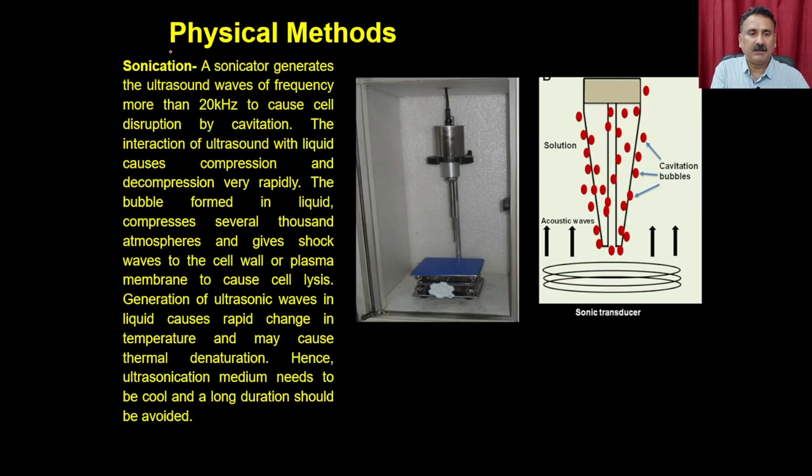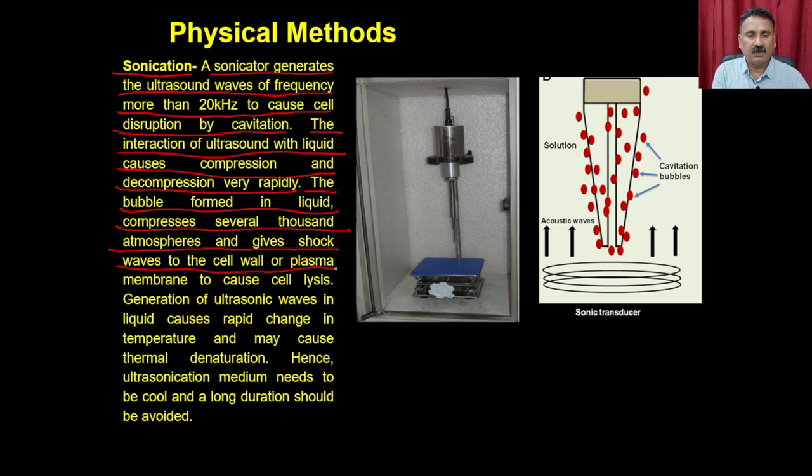Then the third method is called sonication. A sonicator generates ultrasonic waves of a frequency more than 20 kilohertz to cause the cell disruption by the cavitation method. The interaction of the ultrasound with the liquid causes compression and decompression very rapidly. The bubble formed in liquid compresses at several thousand atmospheres and gives an atmospheric shock wave to the cell wall or the plasma membrane to cause the cell lysis.